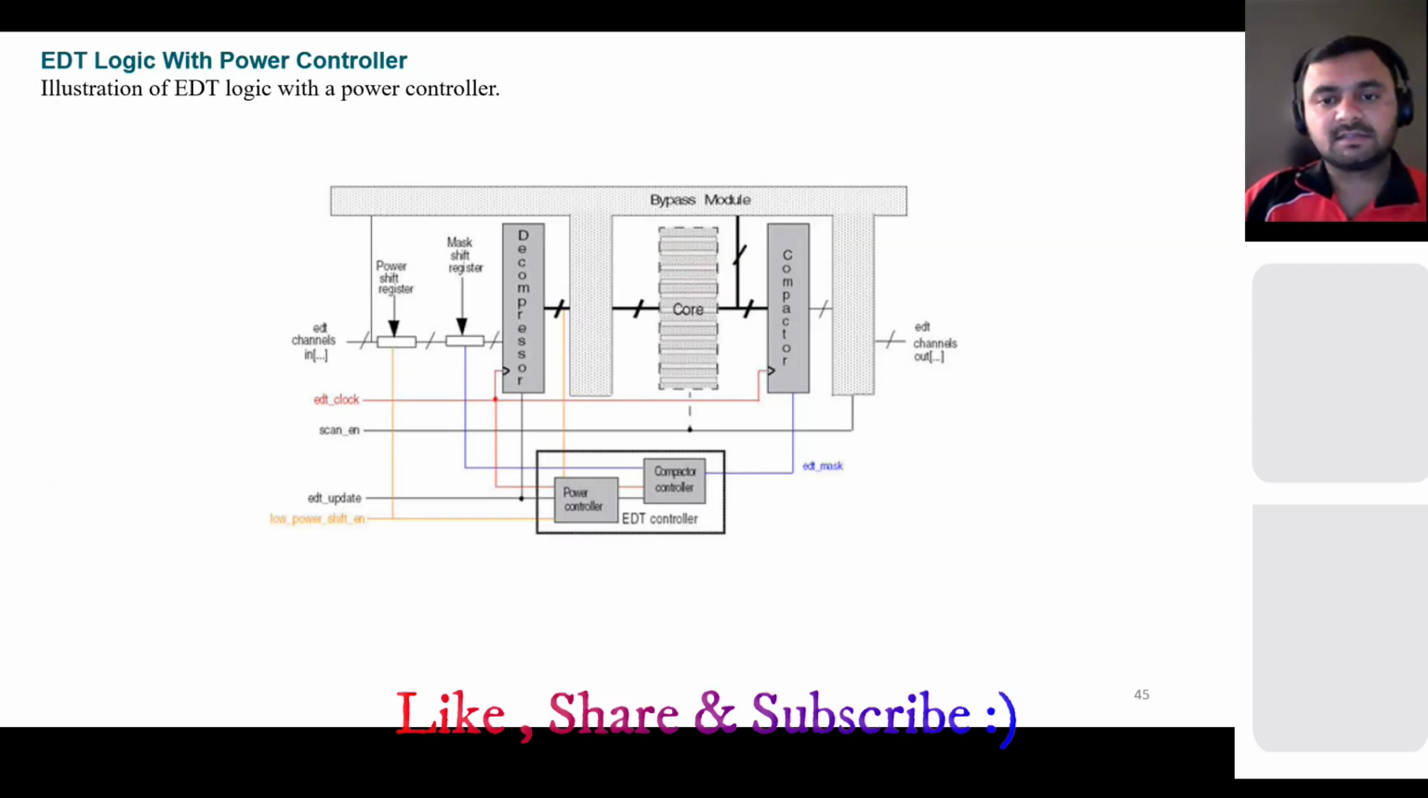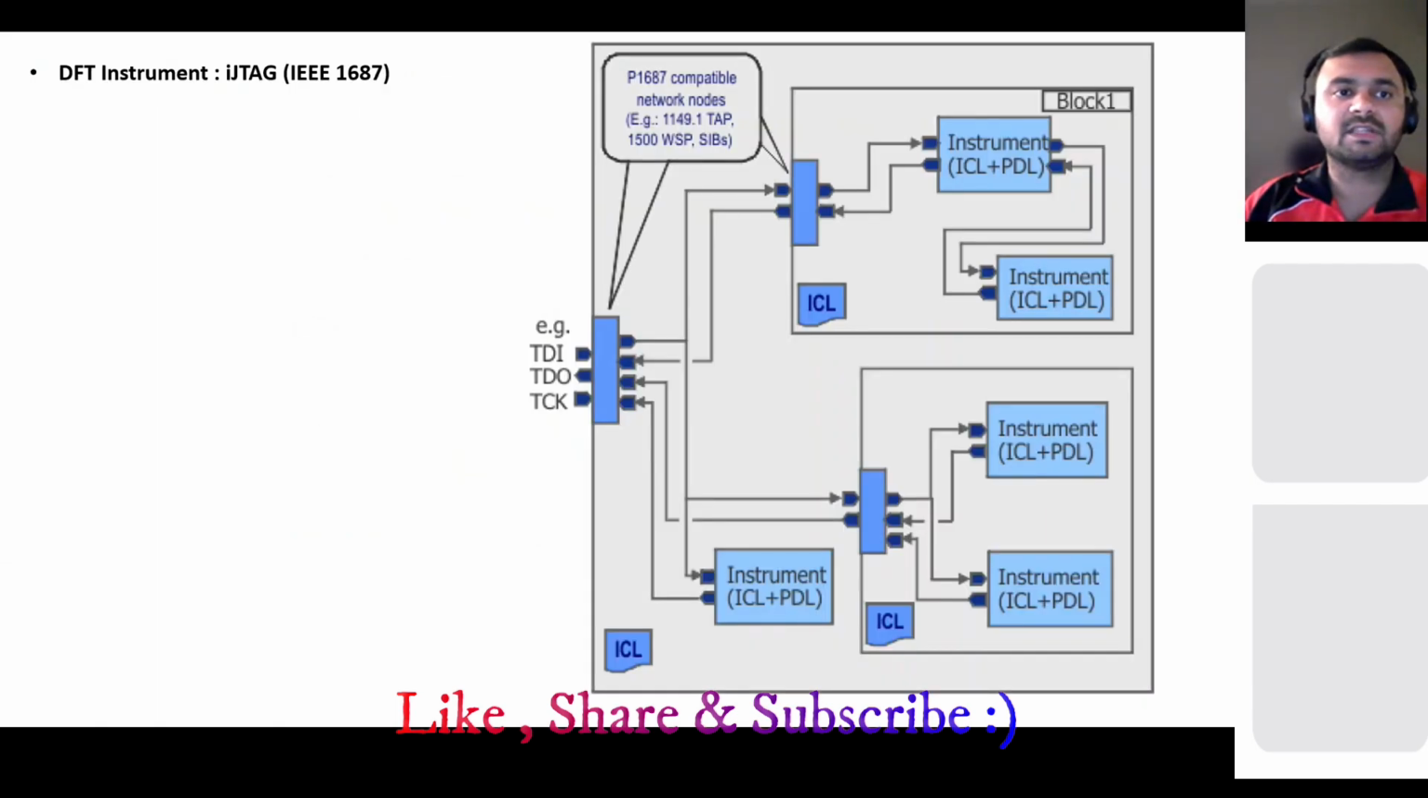So till now we discussed compression. We discussed pad and boundary scan, we discussed the pin muxing, we discussed the compression logic, and now we are discussing internal DFT instruments, internal to that block or that particular logic. The first instrument is IJTAG, which is nothing but internal JTAG, or the IEEE 1687 standard.